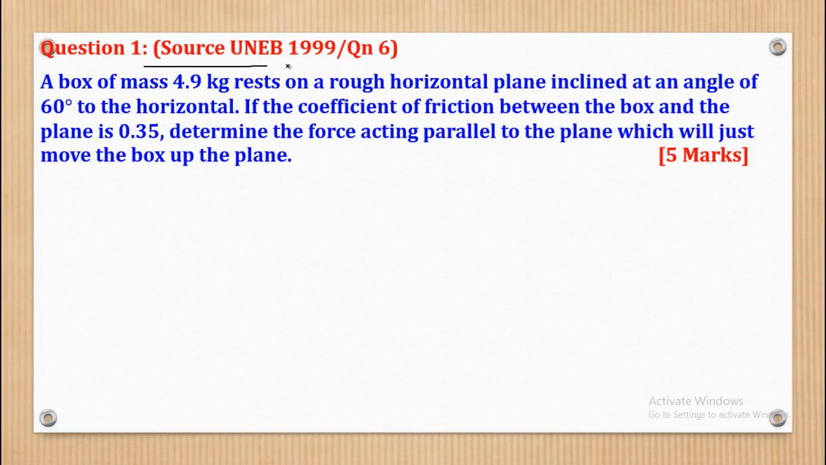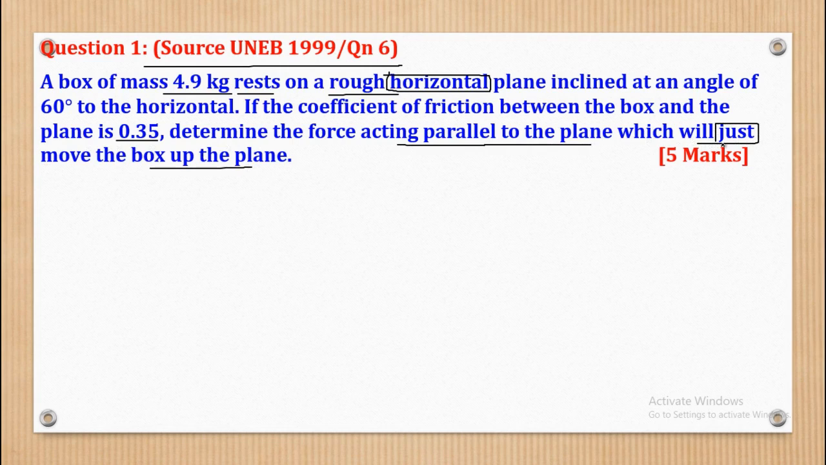Question 1 came from UNEB 1999, paper 2, question 6, and it says a box of mass 4.9 kilograms rests on a rough plane inclined at an angle of 60 degrees to the horizontal. So the word "horizontal" was not supposed to be there, so you remove it. If the coefficient of friction between the box and the plane is 0.35, determine the force acting parallel to the plane which will just move the box up the plane.